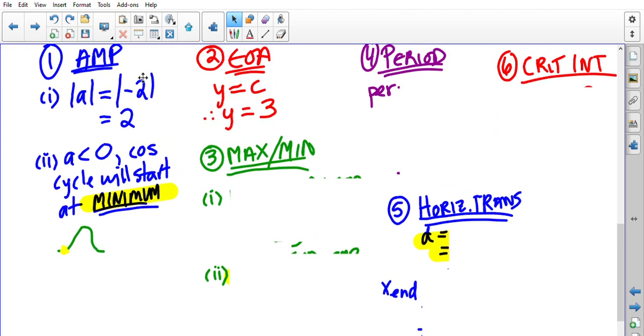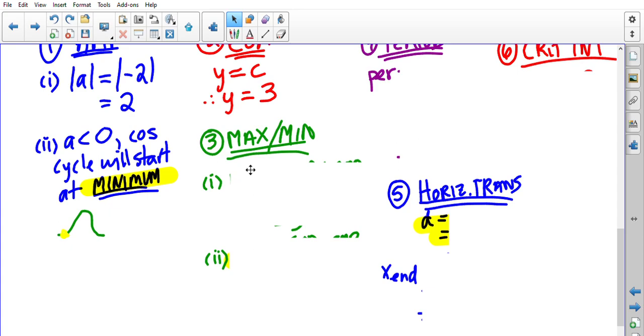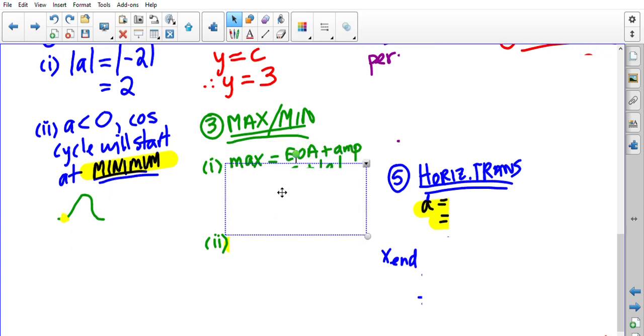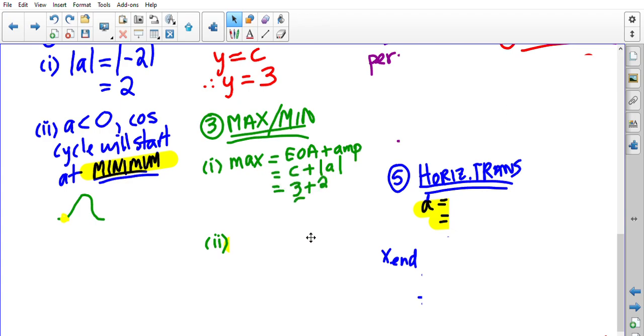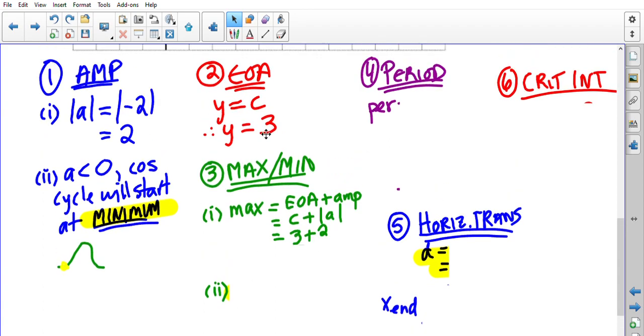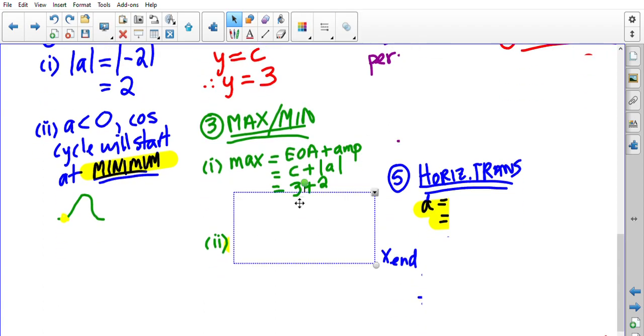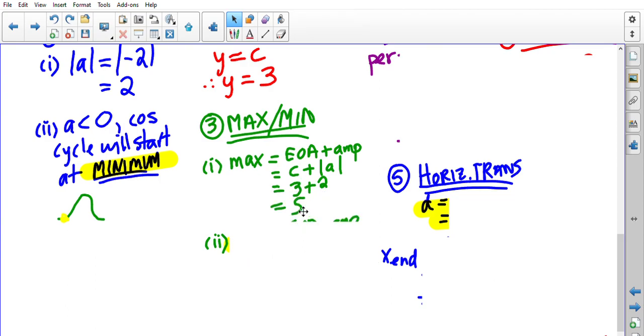All right, because we have amplitude and equation of axis, we can find the max and min values. Again, you can do these characteristics in whatever order you want, but these 2 can't be done until these 2 are found. So we know our max value is going to be the equation of the axis plus the amplitude. In other words, that's the C value, the middle ground, plus the distance to the top. So that is 3 plus amplitude of 2, so that gives us a max value of 5.